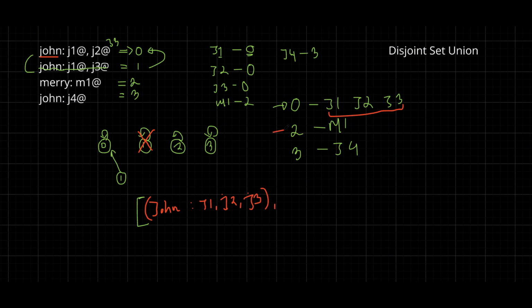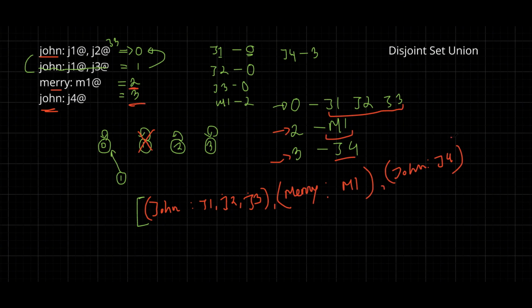Now, what is this key? It is 2. So, what is the name at index 2? Which is Mary. So, we have to add Mary. And we have to add M1 here. Now, what is the key here? Which is 3. So, the name at index 3 is John again. So, we have to add John. And what is the corresponding email? It is J4. So we have to add it here.